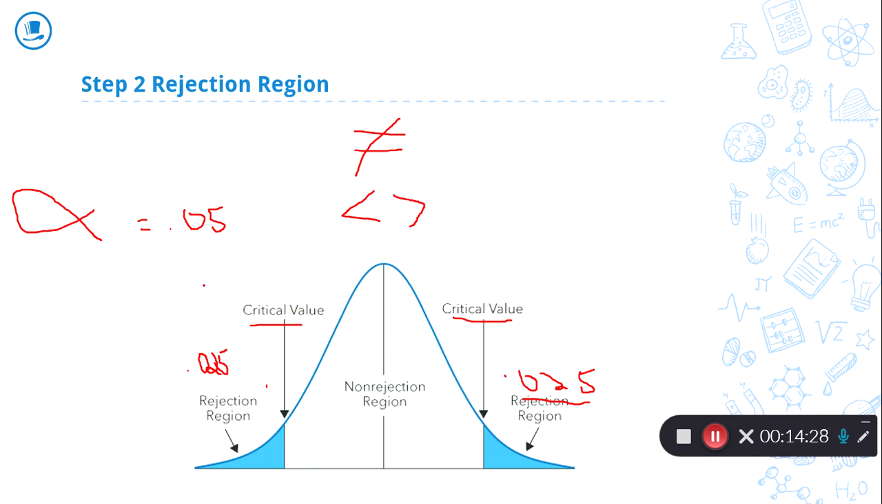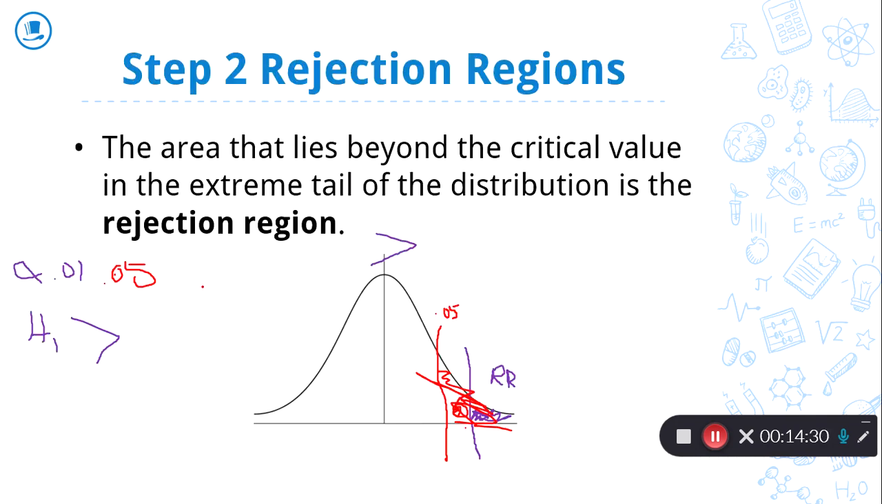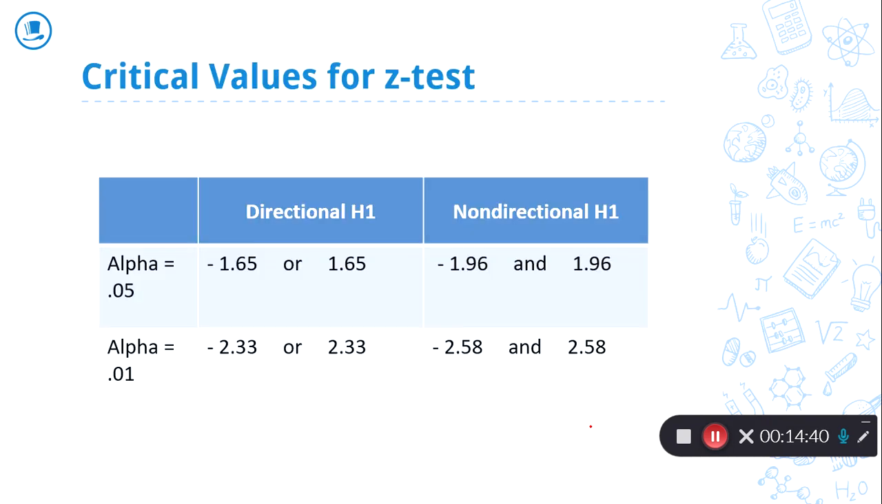For the directional test, we could go back. There's a critical value. We can find the z-score that corresponds to that boundary. I found them for you. Here they are.